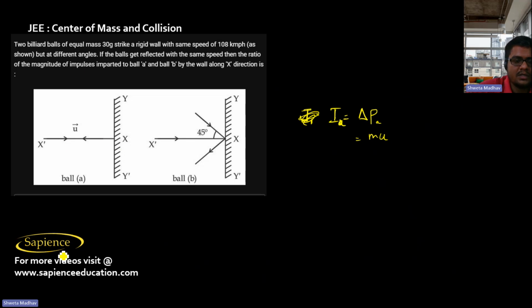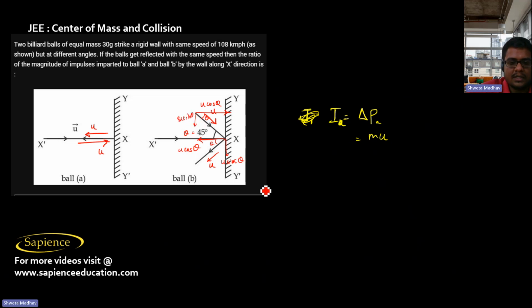So that will be equal to mu, since initially it is moving with initial velocity u and the final speed is also u, but in the opposite direction. Here also the initial speed is u and the final speed is u, but at this angle theta of 45 degrees, this will be u cos theta, and this way it will be u cos theta only. This will be u sin theta. The u sin theta component will remain constant, it will not change.